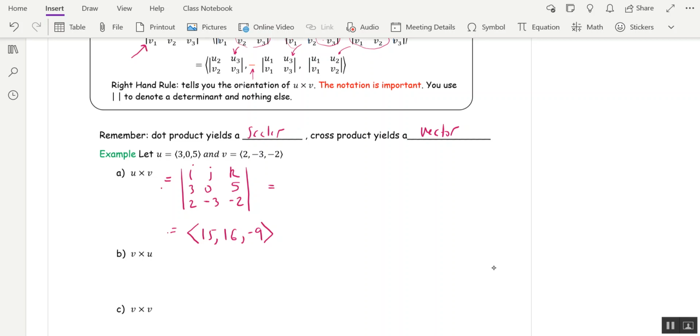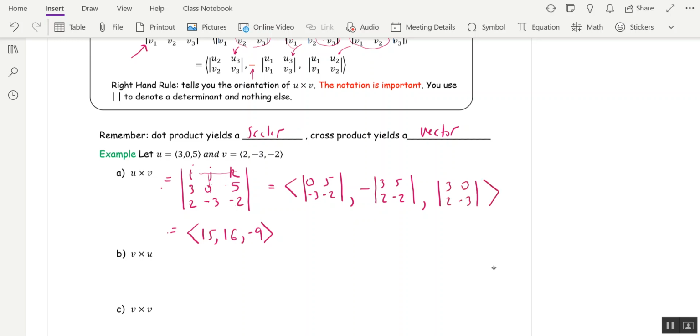How to get that answer? Here's an optional step. You can actually write down your work. So this is a vector now. I'm going to cross out first row, first column, and take the determinant of 0, 5, -3, -2, comma. Second entry is always negative. I'm going to cross out second column, write down what's left: 3, 5, 2, -2, comma. Last guy, cross out last column, and we get 3, 0, 2, -3.